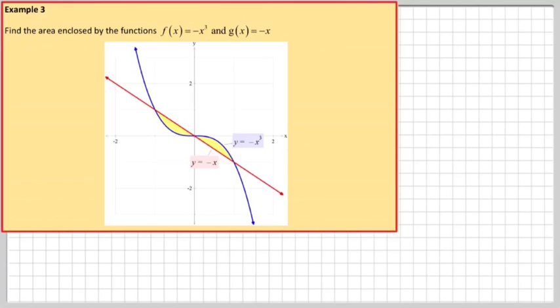Okay, the red is on top to the left of the y-axis and the blue is on top to the right of the y-axis. So we need to be careful what we do with this question. We'll find the points of intersection of the two functions first.